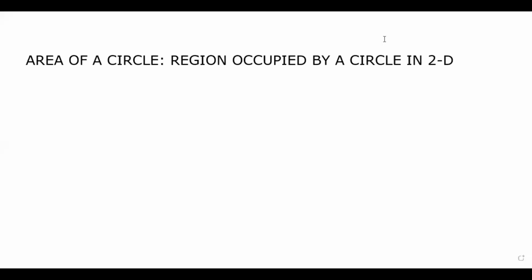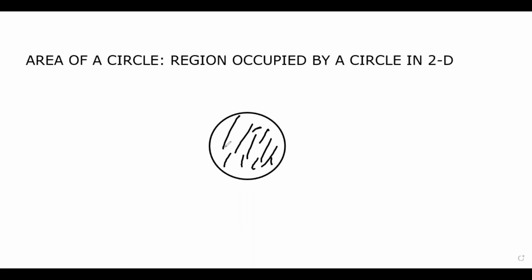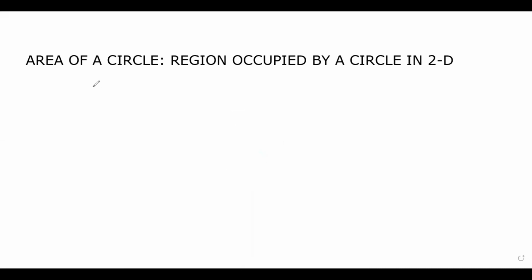So now we're going to do the area of a circle. So the area of a circle is the region occupied by a circle in 2D. So let's say this is a circle. The area would be all that is occupied on the inside of this circle. The area of the circle is the total surface area. Now the formula for area of a circle is area is equal to pi r squared, where pi is usually 3.14 or 22/7, and r is the radius.